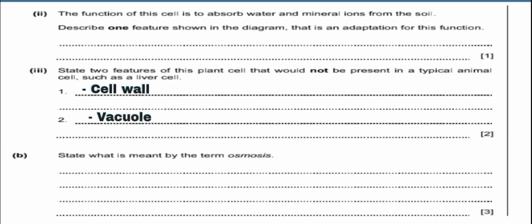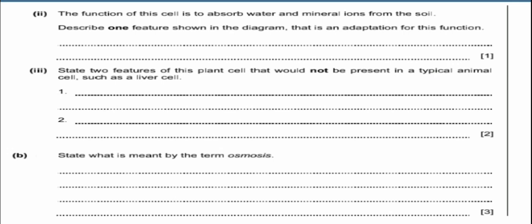Then as for B, it says, state what is meant by the term osmosis. So we need to define it, 3 marks. Now, for us to answer this question, let me just try to explain some terms which we are going to use here. When I use them, you need to understand.